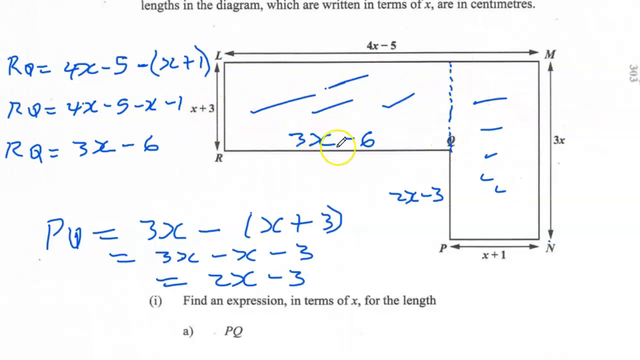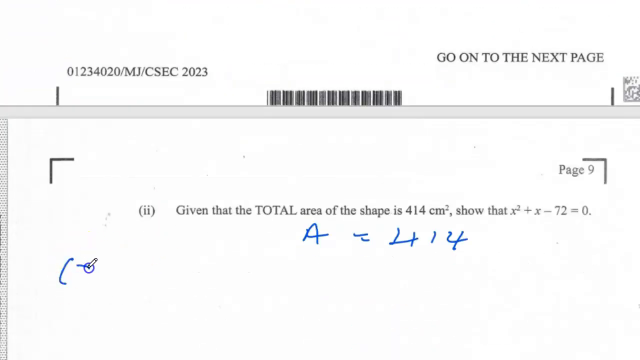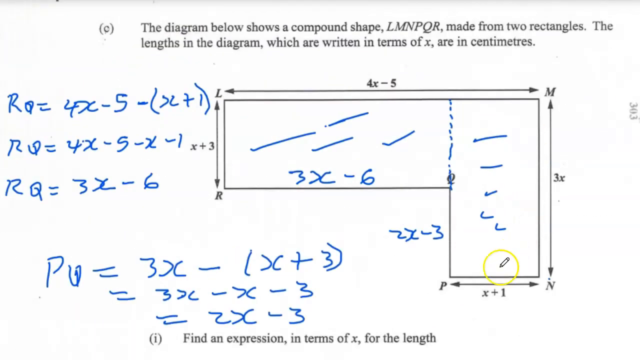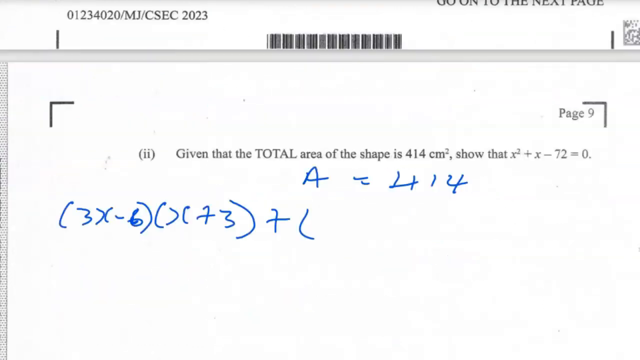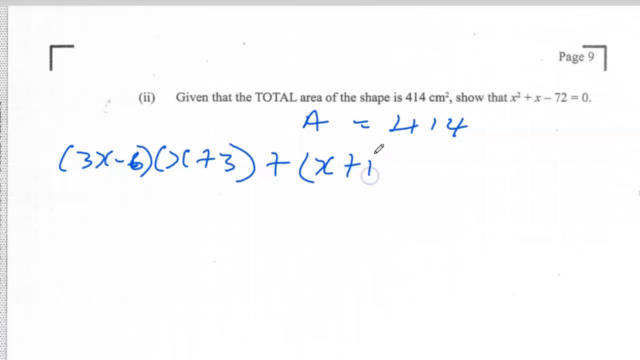The area of a rectangle, I remember, is length times width. So the area of this rectangle here is x plus 3 times 3x minus 6. Area, length times width, 3x minus 6 times x plus 3, plus the area for the other section, we could do x plus 1 times 3x, equal to 414.